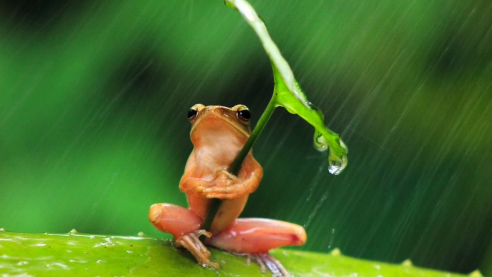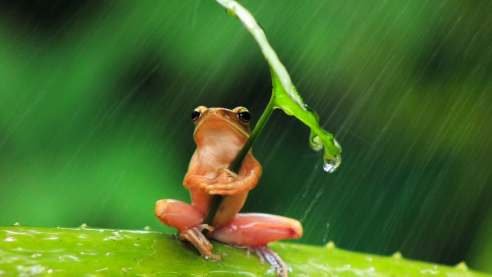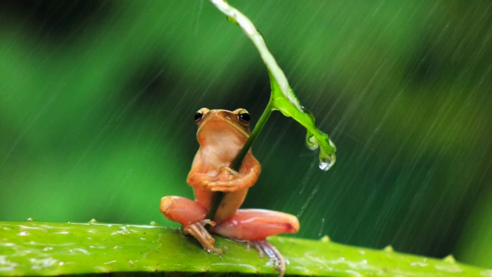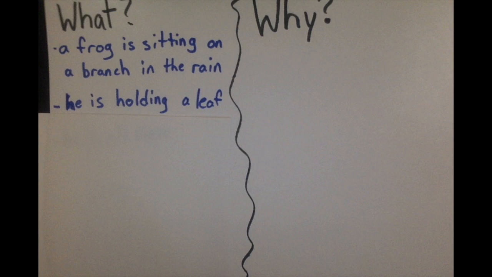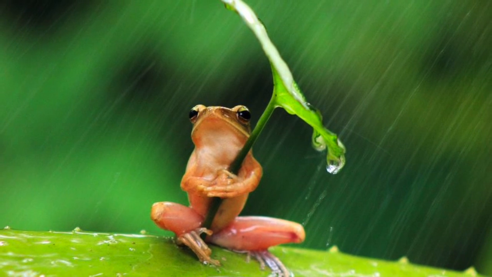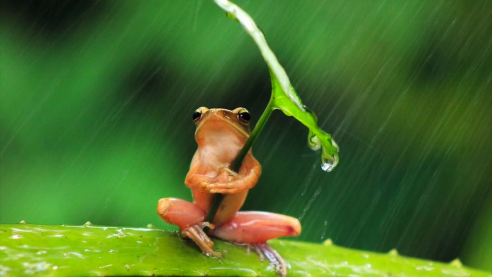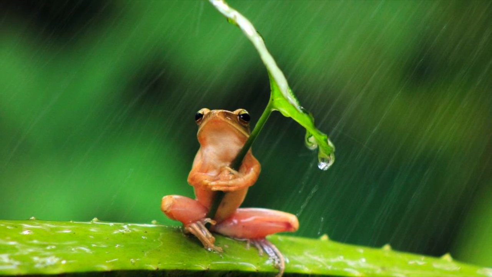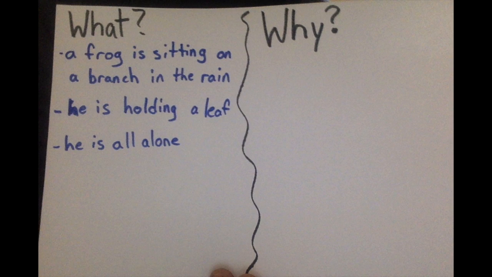Now I add some other things that I can see that are happening in this picture. For instance, the frog is holding a leaf. You'll also notice at this point that I've just decided that the frog is a boy frog, because it's my story. What else do you see happening in this picture? One thing that really stands out to me is that he is all alone.